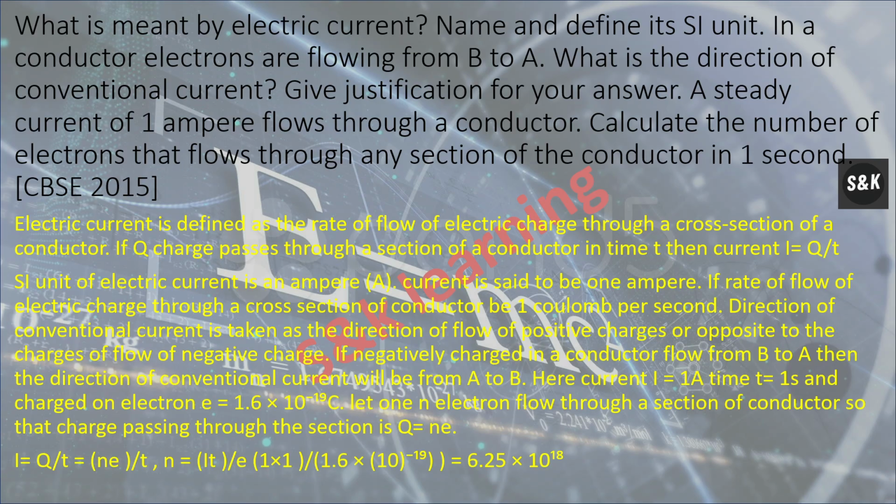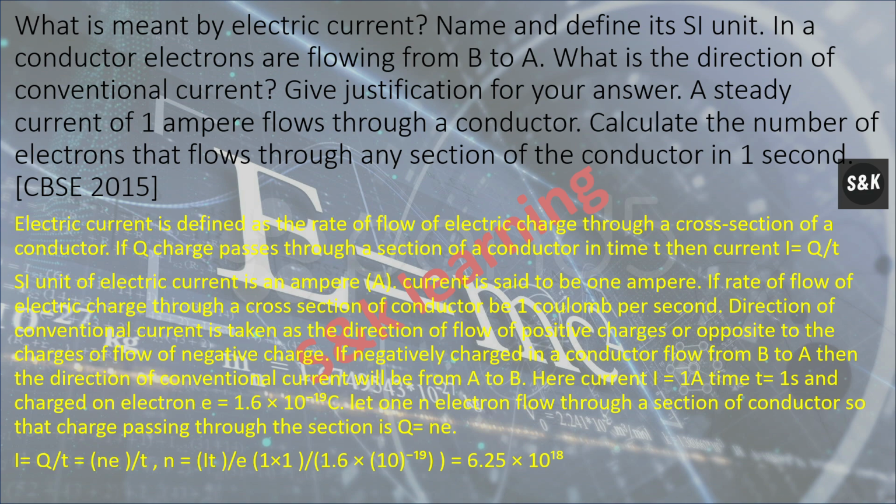Electric current is defined as the rate of flow of electric charge through a cross section of a conductor. If Q charge passes through a section of conductor in time t, then the current equals Q by t. SI unit of electric current is ampere. Current is said to be 1 ampere if the rate of flow of electric charge through a cross section of a conductor is 1 coulomb per second.